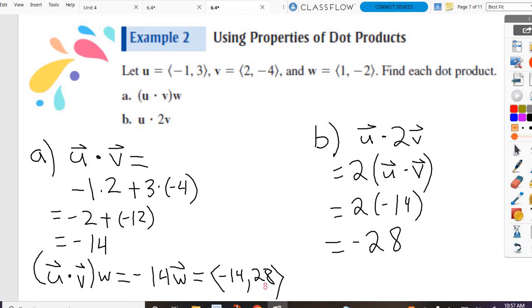Questions on that? Yeah, I'm confused after -14. Which one? The W part? This one? Yeah. So remember we talked on Friday about scalar multiplication. If I multiply a scalar by a vector, so -14 is just a number, we just distribute that number to each of the components in our vector. So -14 times 1 is -14. -14 times -2 is +28. Other questions?